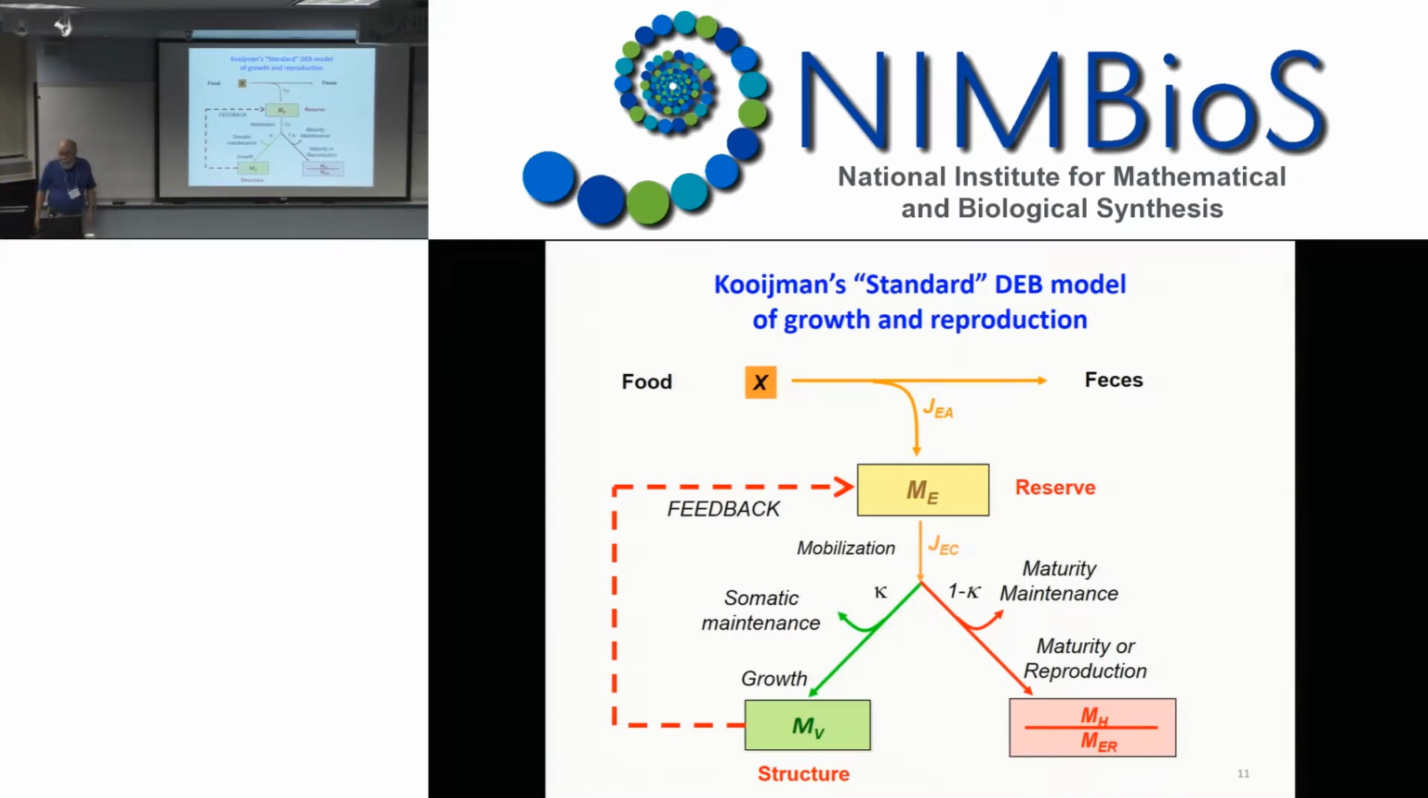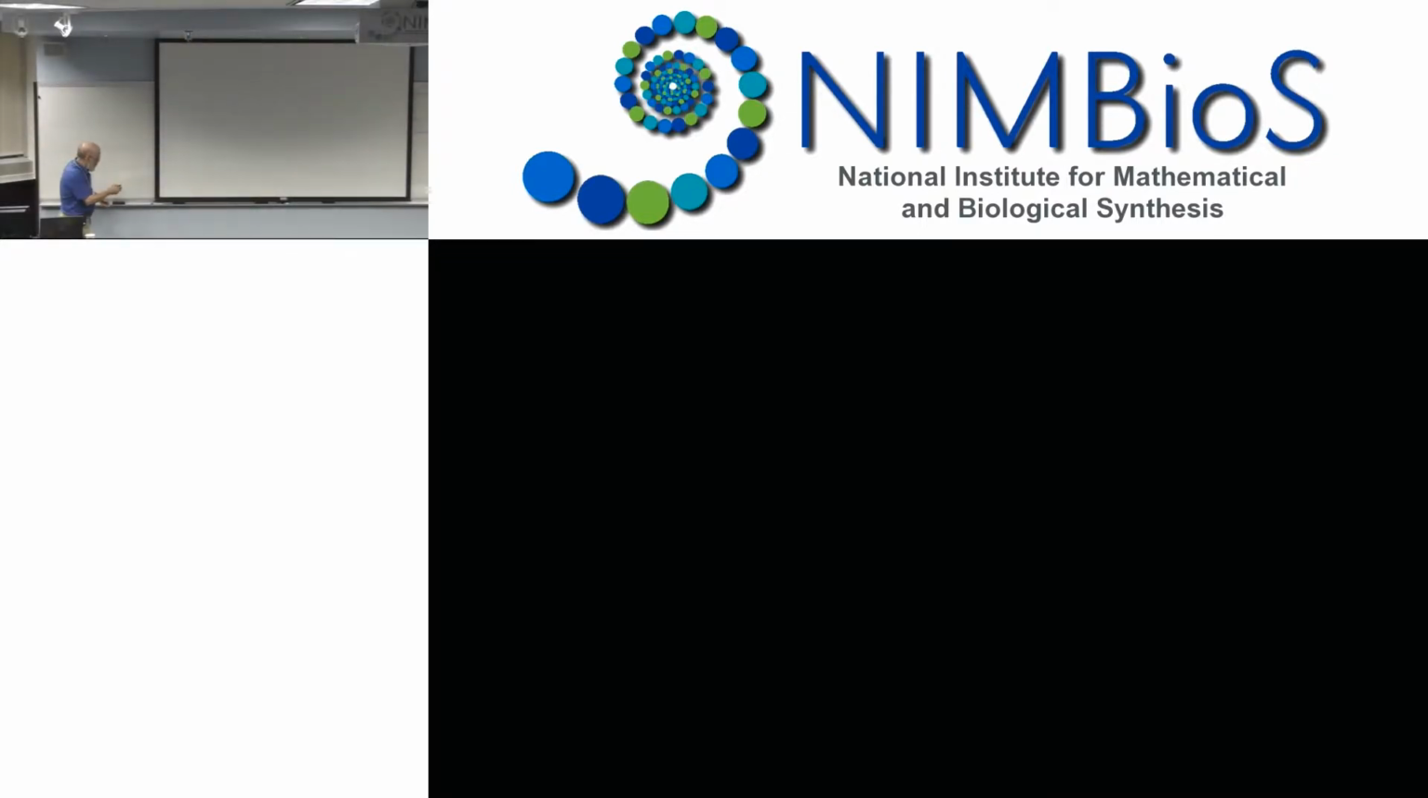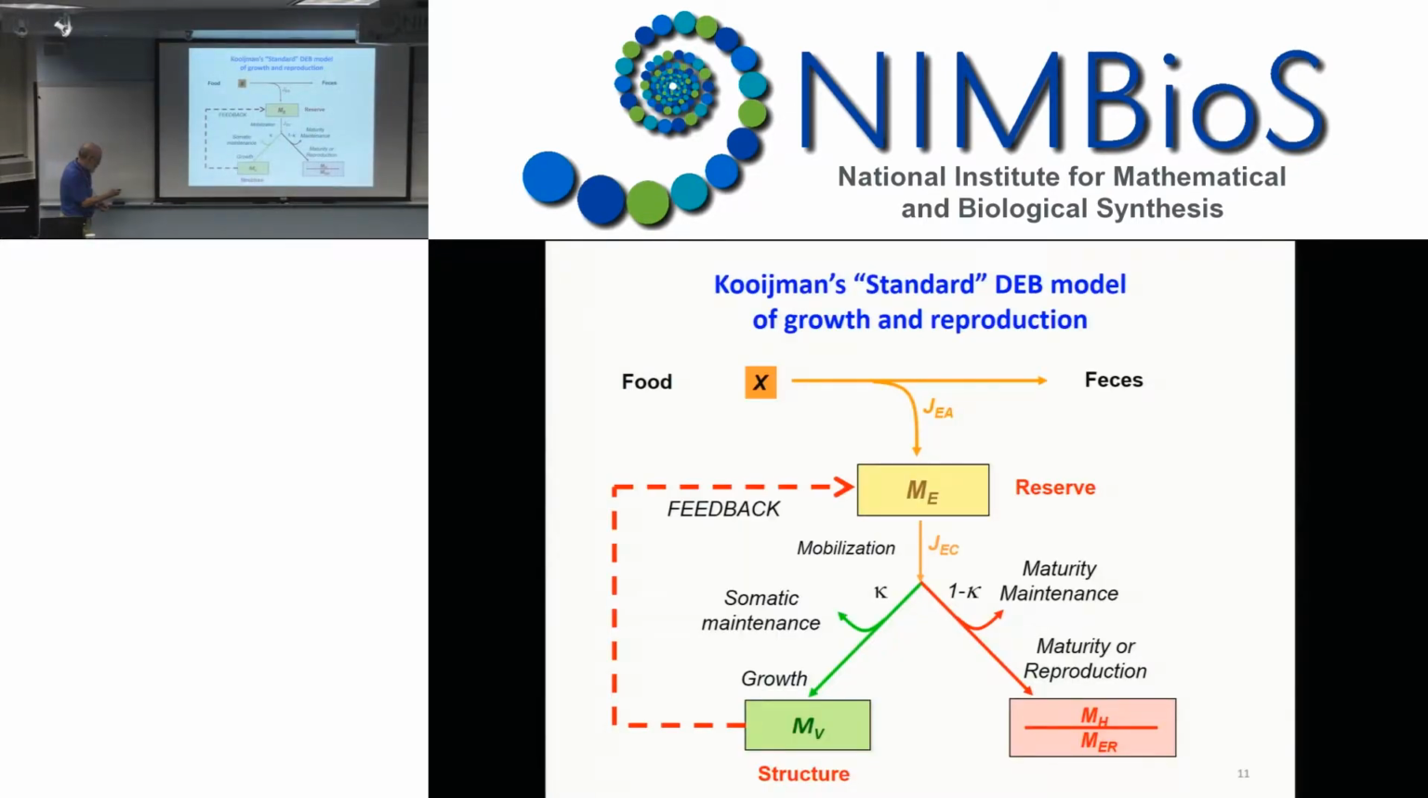So with this warning, let me just show you fairly quickly what the so-called standard model of growth and reproduction, as developed over the years by Kooijman, is. The idea is that there is food in the environment, the animal feeds, some fraction is assimilated, the rest goes out to feces.